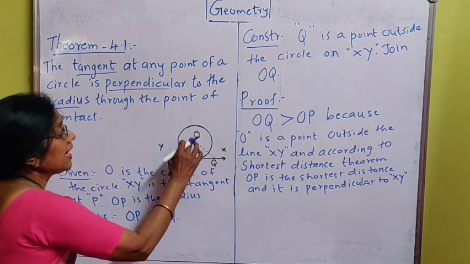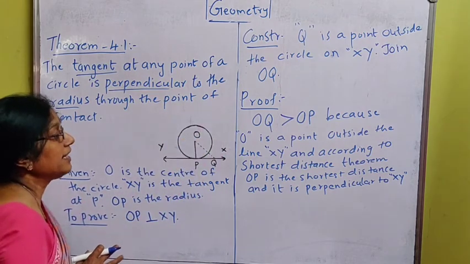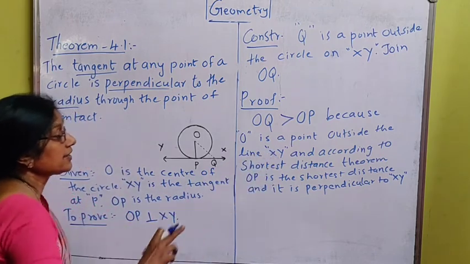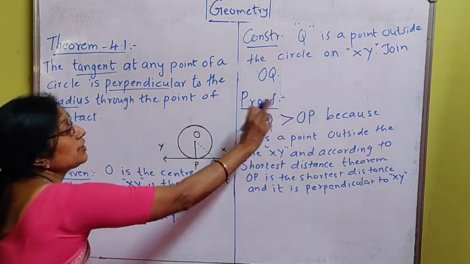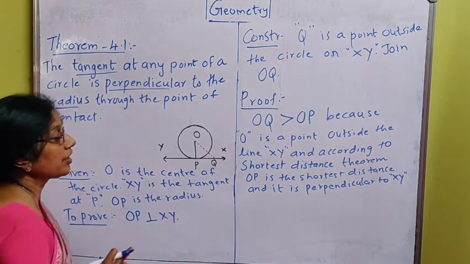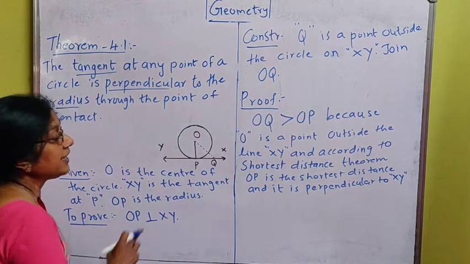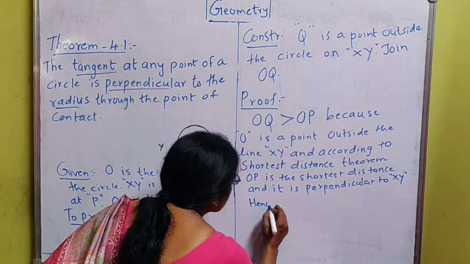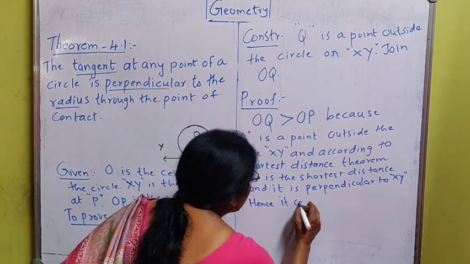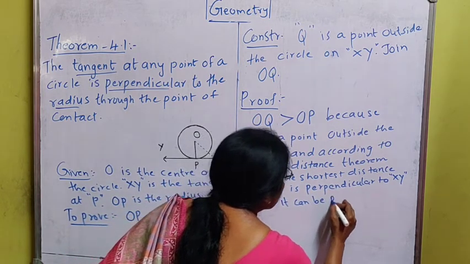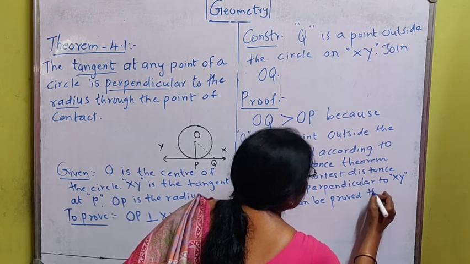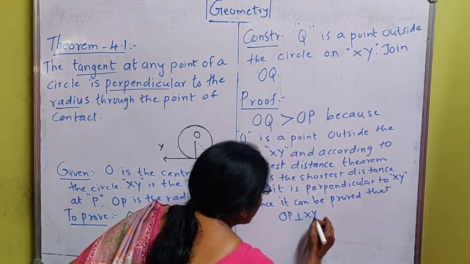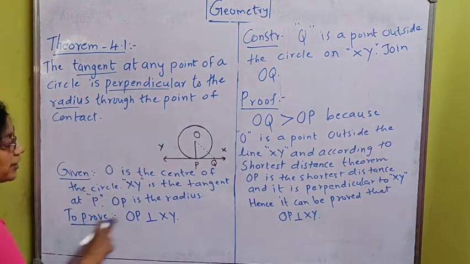So let us consider XY is a line and O is outside the line XY. Then we are applying the shortest distance theorem. According to the shortest distance theorem, OP, because we have written OQ is greater than OP, means OP is the shortest distance and it is perpendicular to XY. Hence, it can be proved that OP is perpendicular to XY, and this is what we wanted to prove.